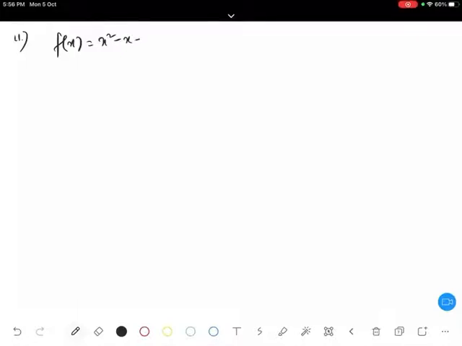minus x plus 1 is neither strictly increasing nor strictly decreasing on minus 1 to 1. So basically we have done this type of question before. Either it has to increase all the time between minus 1 to 1, or it has to decrease all the time between minus 1 to 1. It cannot be both between minus 1 to 1.